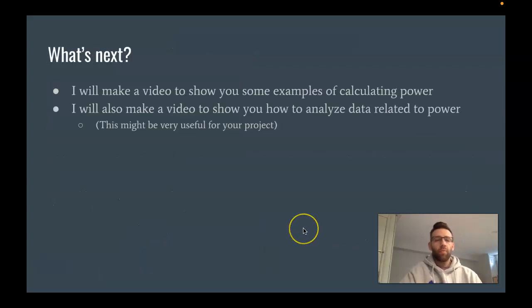So what's next? I'll probably make a video to show you some examples on calculating power, and then I'll probably make another video to show you how to analyze data related to power. I want that to be a really useful video for your project. You might do some research on a school and how much energy it uses, and I want you to know how you actually make sense of those numbers. So I'll try to give you some examples in a separate video.